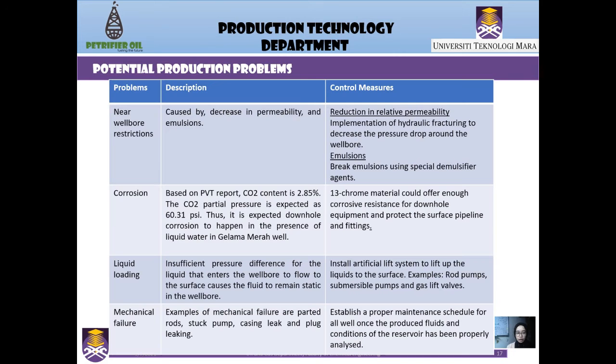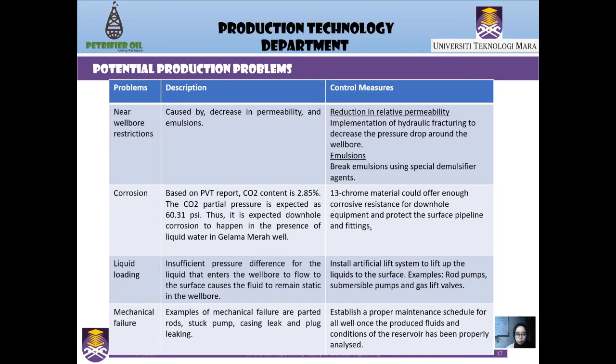The last part for this production technology department is the potential production problems. The first problem that we have is the near wellbore restriction that is caused by the decrease in permeability and emulsion. To control those problems, we can reduce the relative permeability by implementation of hydraulic fracturing to the reservoir.